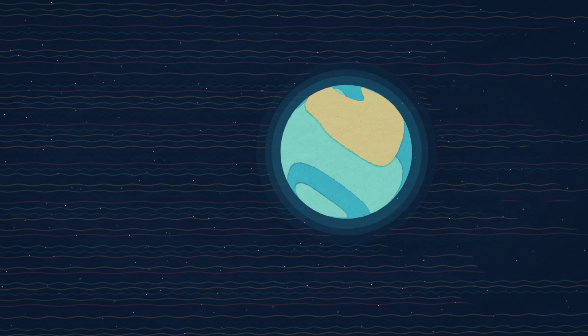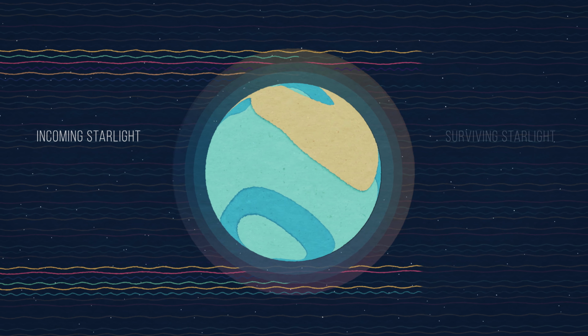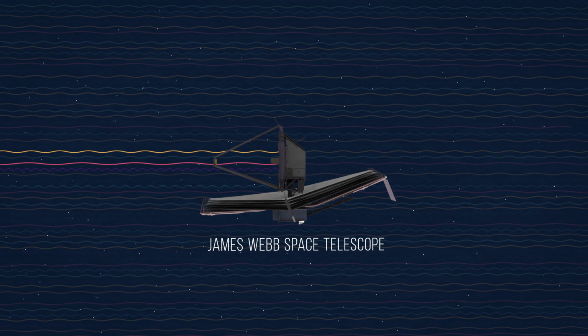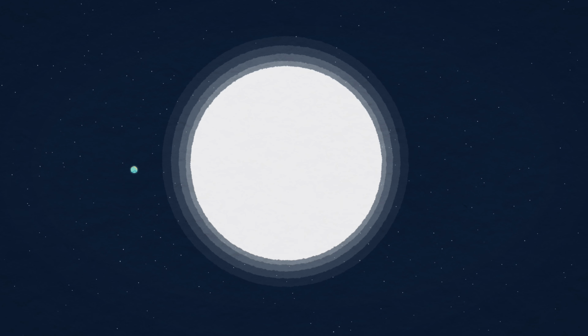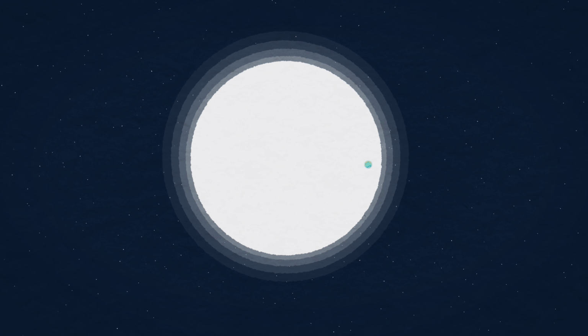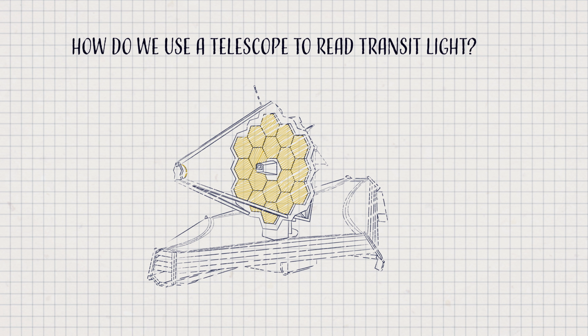During a transit, some of the star's light travels through the planet's atmosphere and gets absorbed. The light that survives carries information about the planet across light years of space where it reaches our telescopes. However, the planet is very small relative to the star, so it is still very difficult to detect, which is why we need a big telescope to be sure to capture this tiny bit of light. So how do we use a telescope to read transit light?